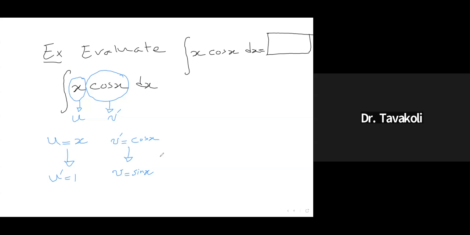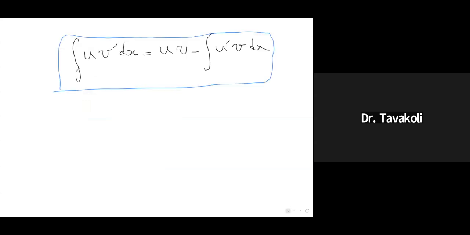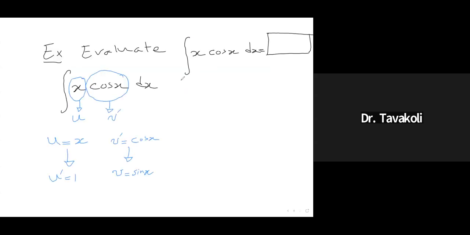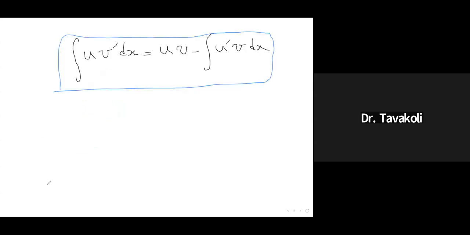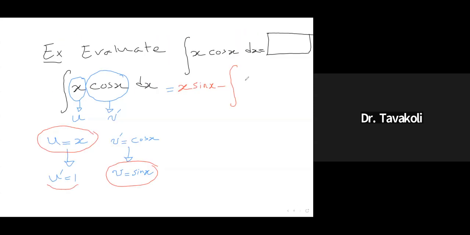Now, let's take another look at the integration by parts. The integral of u times v prime is uv minus the integral of u prime v. So this equals uv. What is u? u is x. What is v? v is sine x. So uv is going to be x times sine x. Minus what? Minus the integral of u prime v. What is u prime? u prime is 1. What is v? v again is sine x. So 1 times sine x.